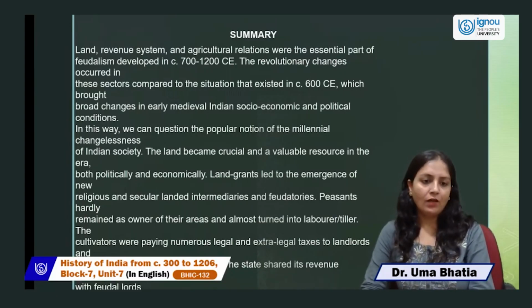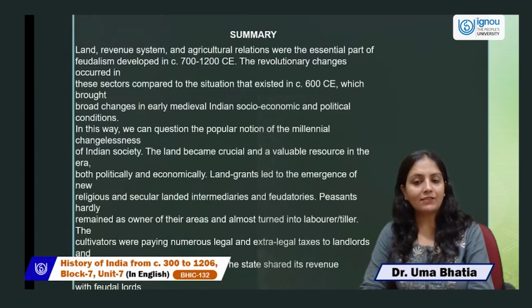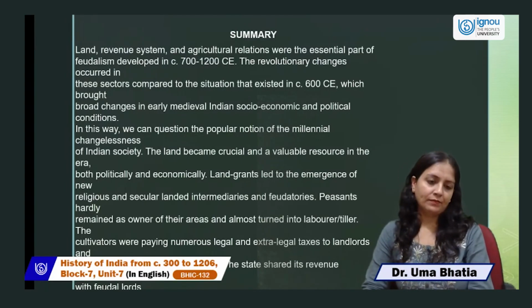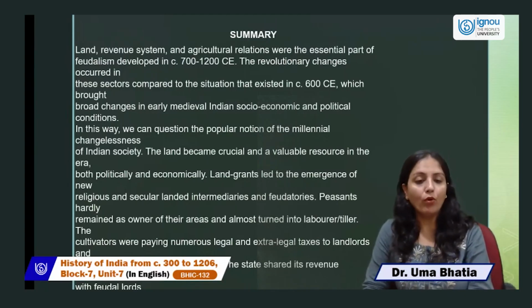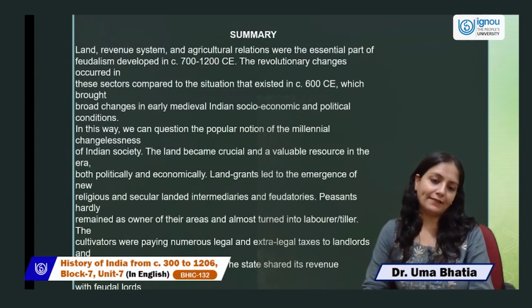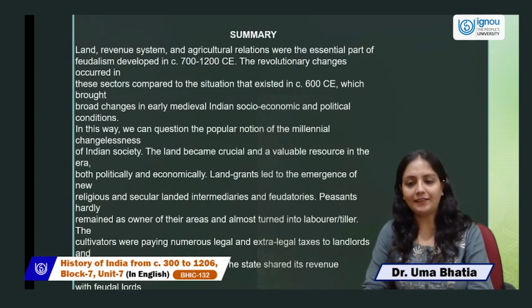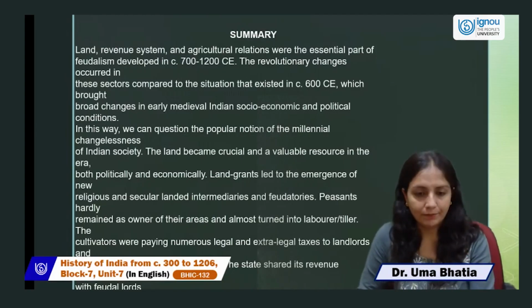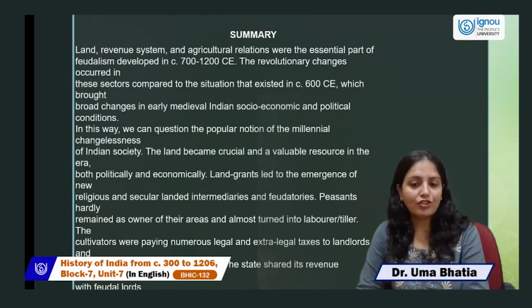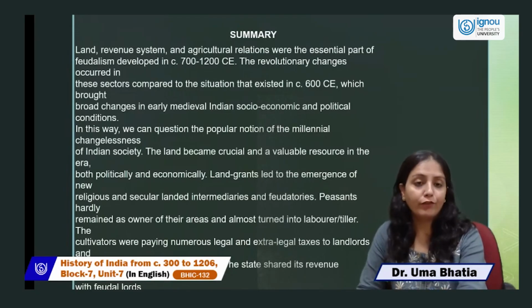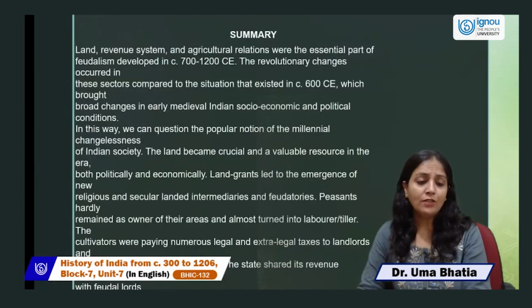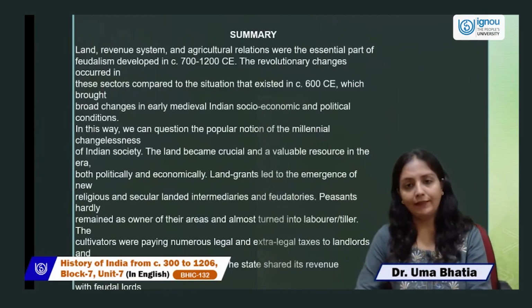The cultivators were paying numerous legal and extra-legal taxes to landlords. Who? Cultivators. So many taxes were imposed on the cultivators, and they paid legal and extra-legal taxes to landlords and to the king, including Vishti. Vishti means forced labor, and the state shared its revenue resources with feudal lords. So many things we have discussed in this chapter.